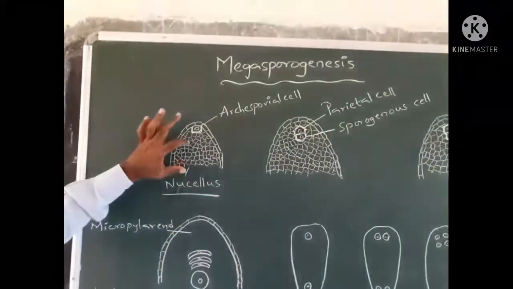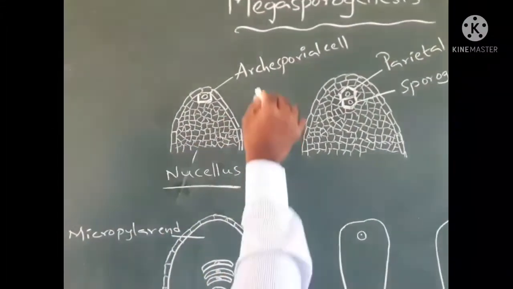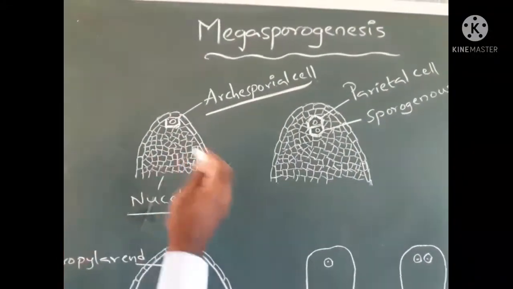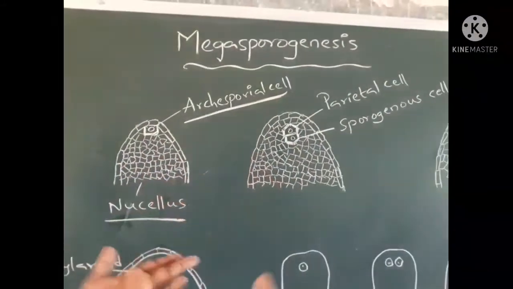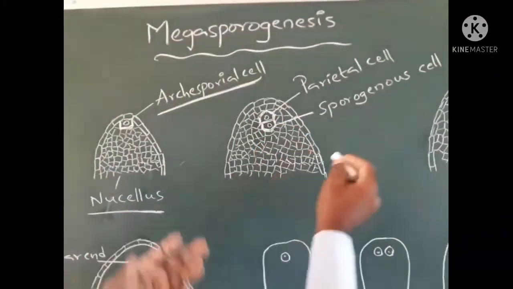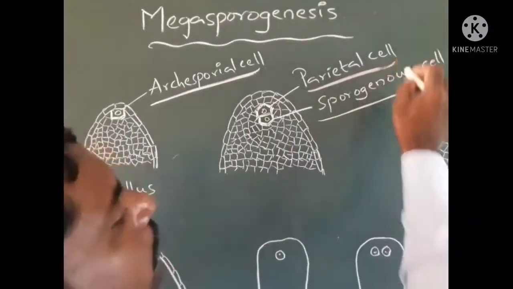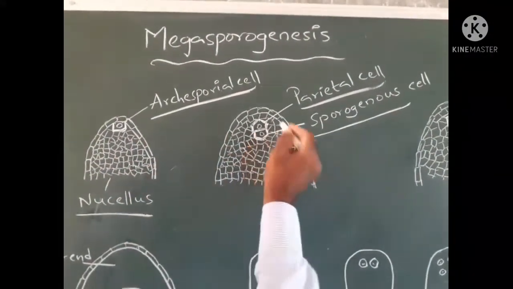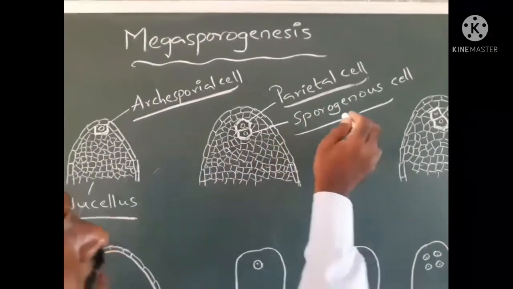In the nucellus, one or more small cells are converted into archesporial cells. These archesporial cells undergo division and form two cells: one is a sporogenous cell and the other is a parietal cell. See, one cell undergoes division and forms two cells, one a parietal cell and the other a sporogenous cell.